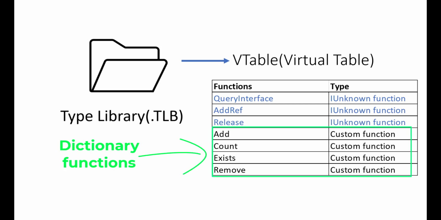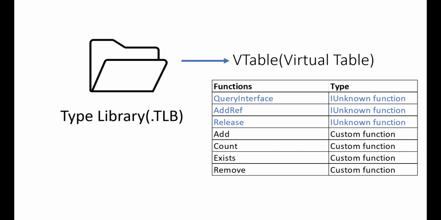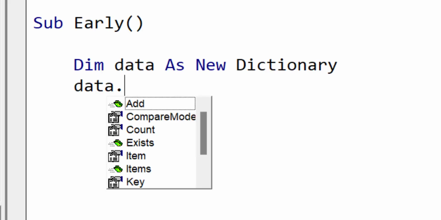When we add a reference to a library, VBA reads this V table. This is how the VBA IntelliSense knows the functions which are available for a particular library. When we use late binding, we don't use a reference file.